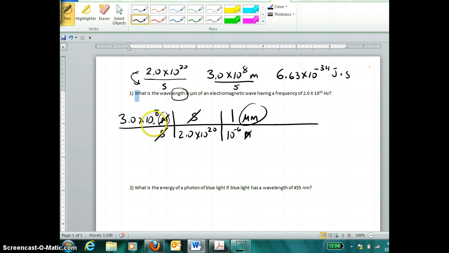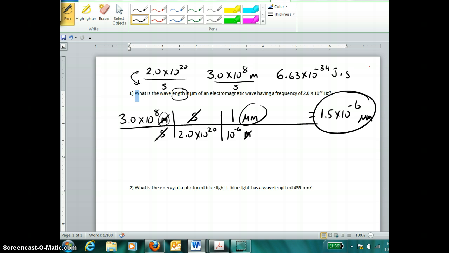Grab our calculators, multiply 3.0 times 10 to the 8th, and we divide by 2.0 times 10 to the 20th, we divide by the 10 to the negative 6, and with two significant digits, based upon the fact we've rounded the speed of light off to 2 digits, and our frequency was given with 2 digits, we get 1.5 times 10 to the negative 6 micrometers as an answer.